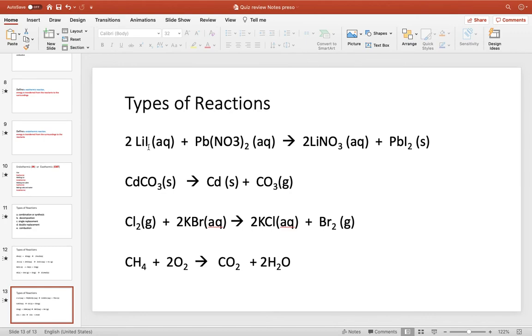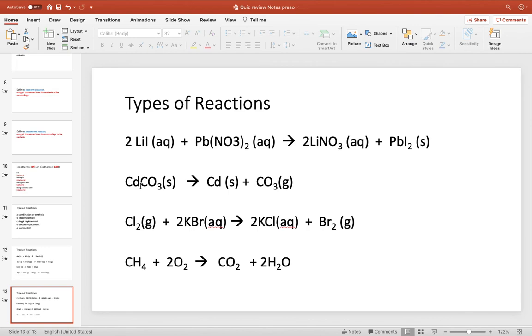Li and capital I. Li is with capital I. Pb is with the NO3. And then Li is with the NO3. And Pb is with I. So that's a double replacement. The Li switches with the Pb and the Pb switches with the Li.